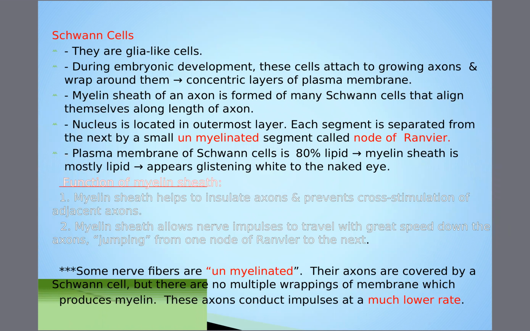The plasma membrane of the Schwann cell is about 80% lipid. The myelin sheath is mostly lipid and appears glistening white to the naked eye.